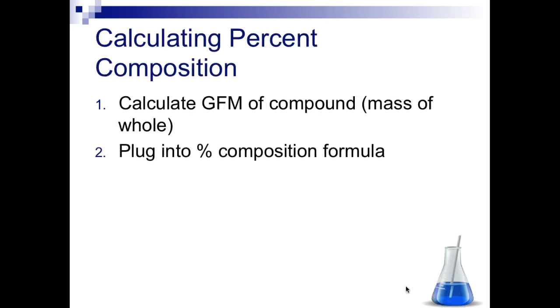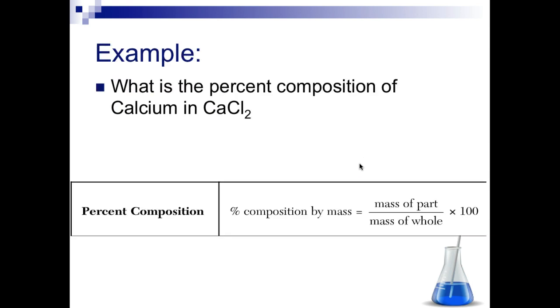So how are we going to go about doing this? When we calculate a percent composition, you're going to first calculate the GFM, which is the gram formula mass of the compound. That's the mass of your whole. And then you're going to plug that into the percent composition formula. What does that look like? Let's look at an example.